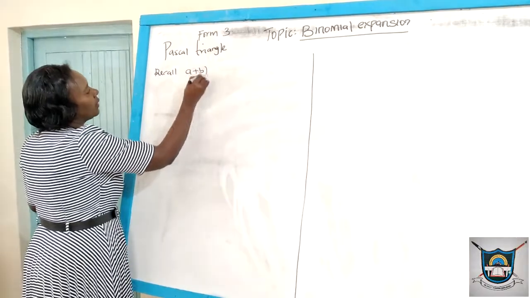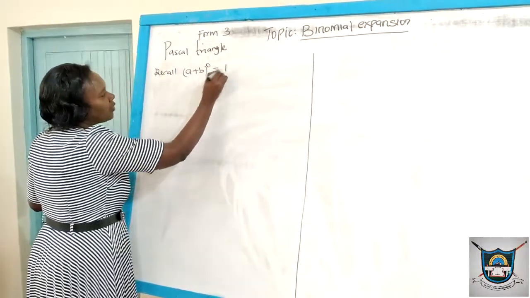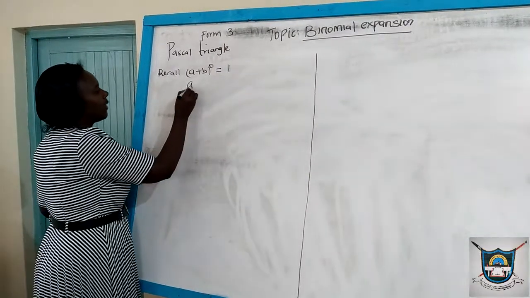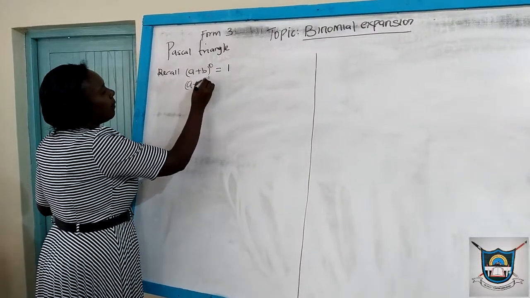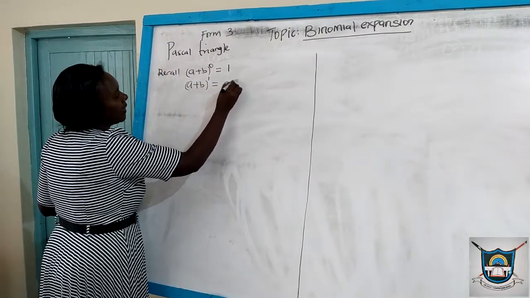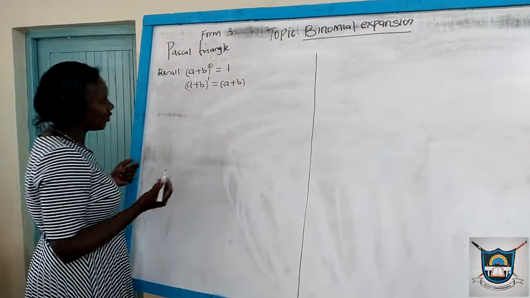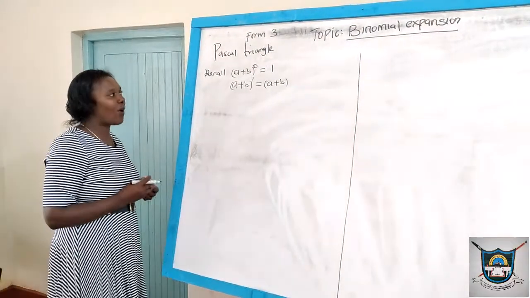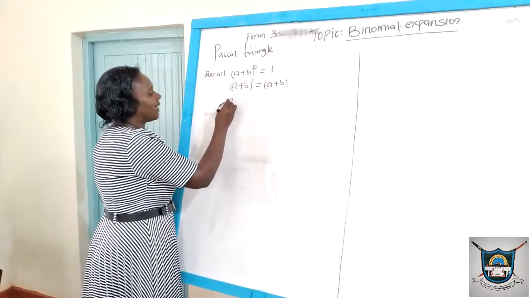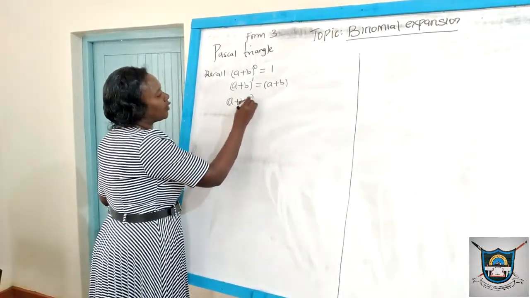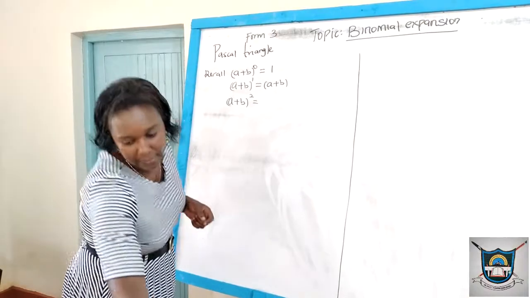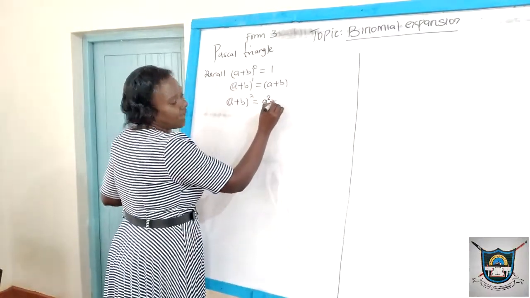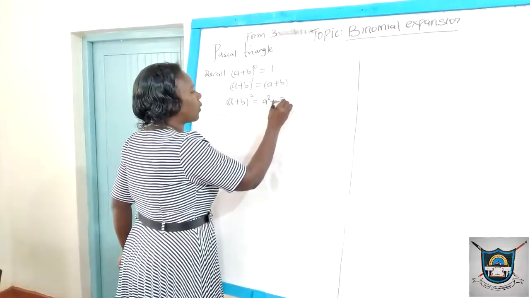(a + b) to power 0, any number to power 0 in mathematics, from the knowledge of indices, gives us 1. We also say that (a + b) power 1 gives us a + b. If you multiply 1 times 1, you still get 1; 2 to power 1, you still get 2; 3 to power 1, you still get 3. We also say that (a + b) to power 2, we got an answer which was a squared + 2ab + b squared.